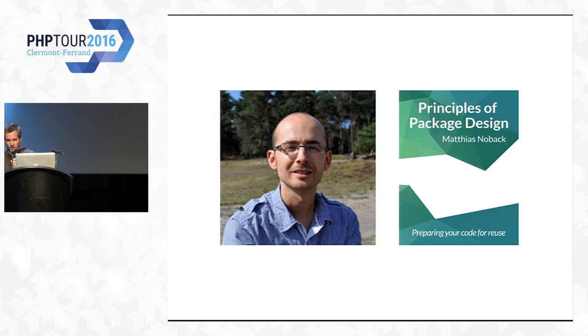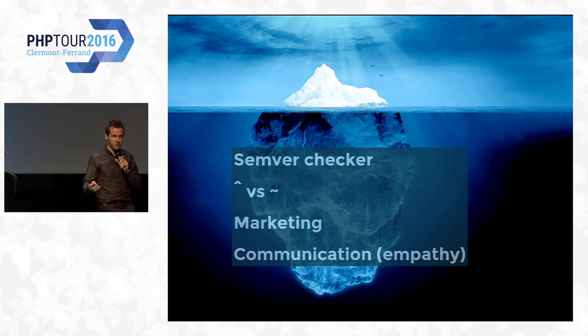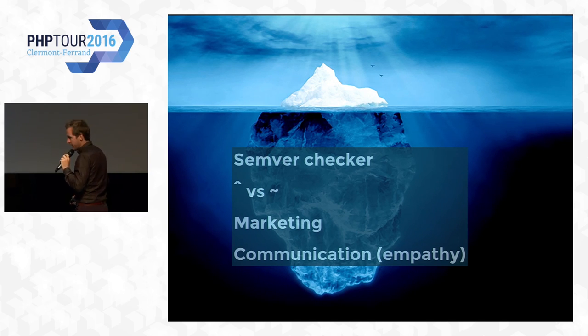I can actually go on and on about package development. There's a lot more to learn, like a semver checker, which is used to inspect your code and see what new version you should tag. I can also go on about the caret versus tilde version constraint. I can also go on about marketing and about communication, how to deal with people that send in issues and pull requests. So I just touched the tip of the iceberg. There's a lot more to talk about, but for now I'm going to keep it at this.